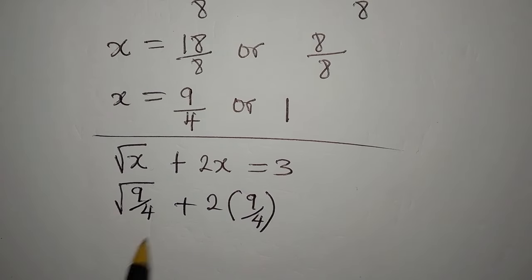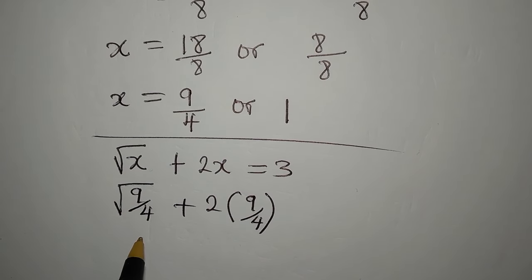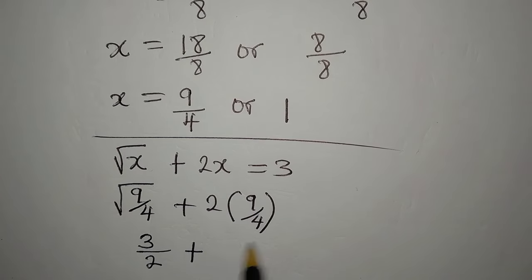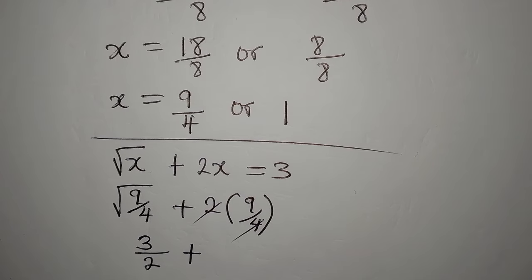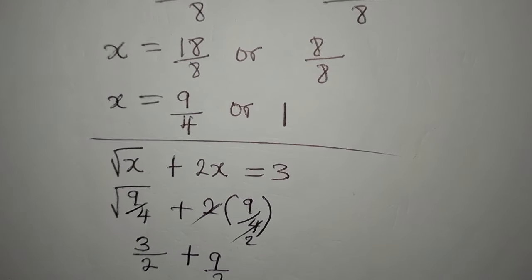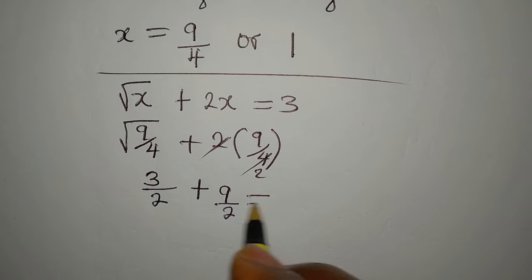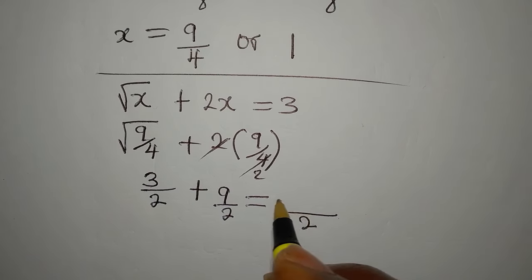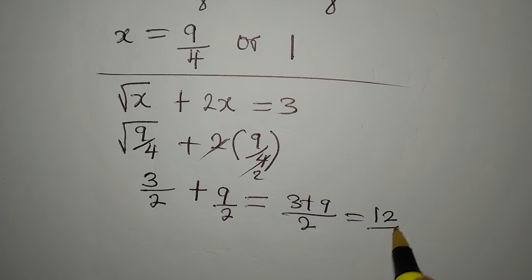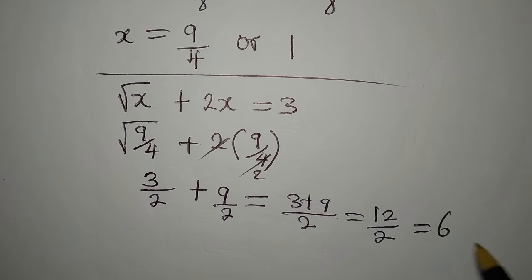The answer is no, because this is going to be 3 over 2 from here, then plus, this will go here. Okay, 2 will go here. How many times? 2 times. So this means that we'll have 9 over 2 from here. And at the end, big 2, we have 3 plus 9. And that will be 12 divided by 2, which is equal to 6. And that is not what we have over there.